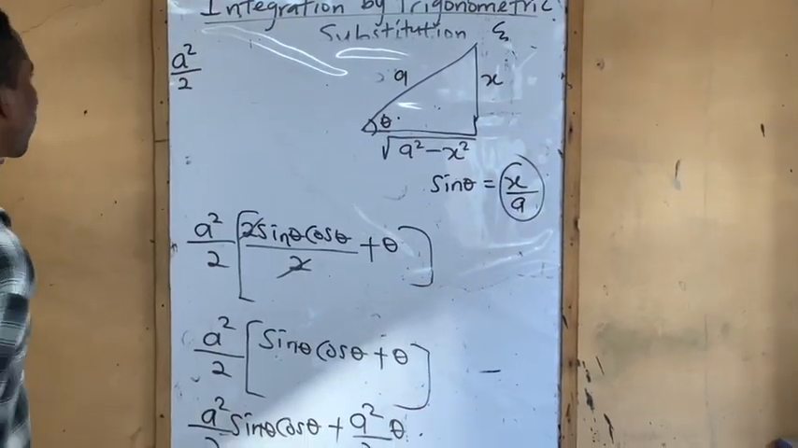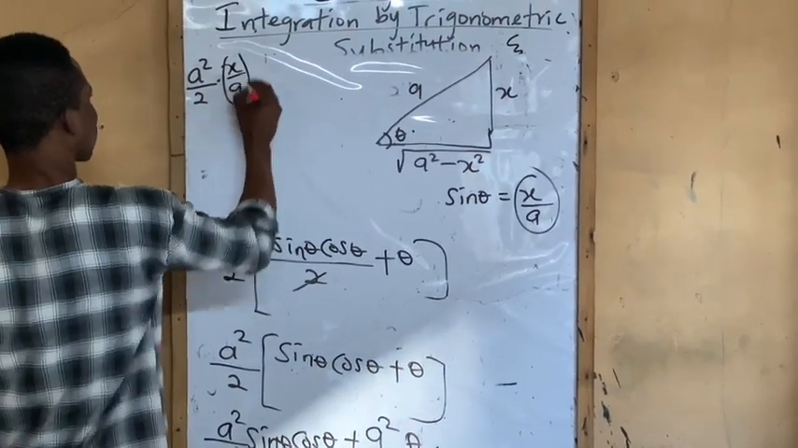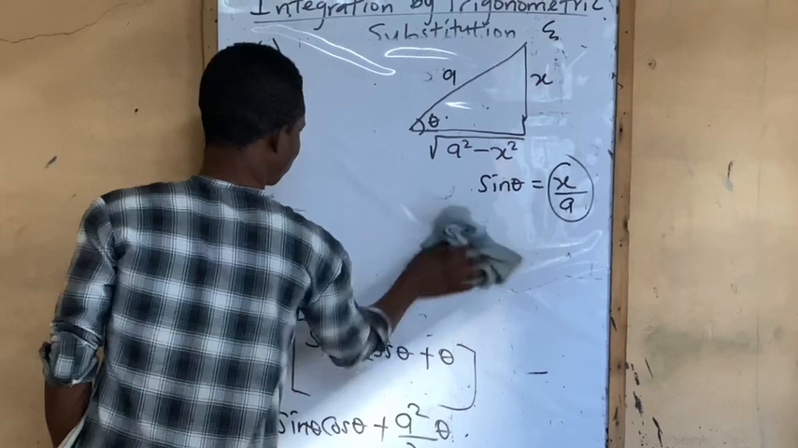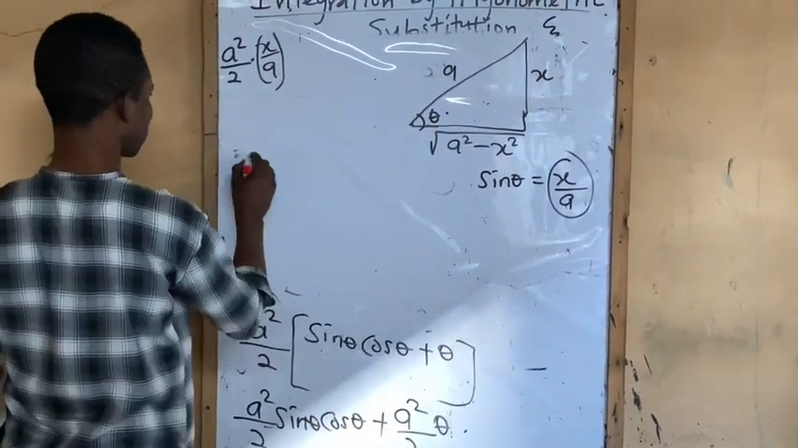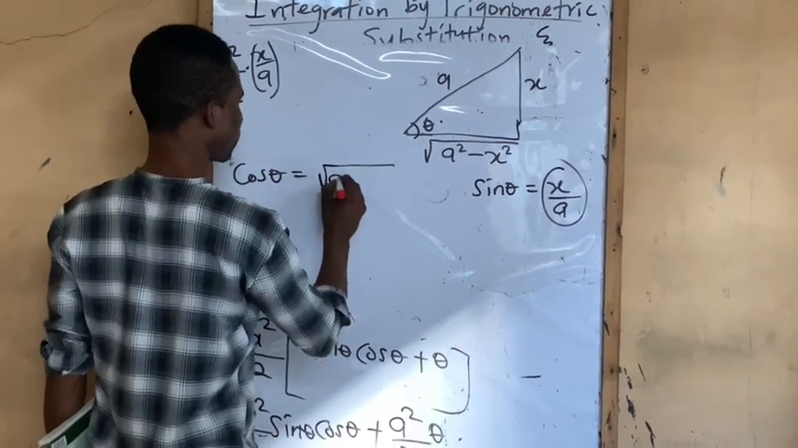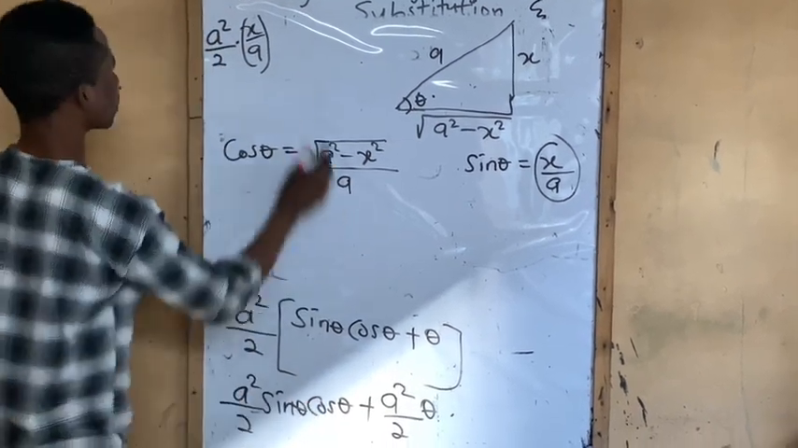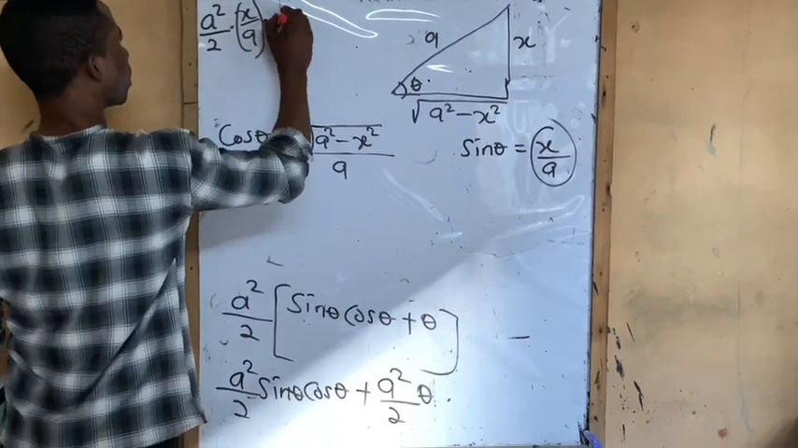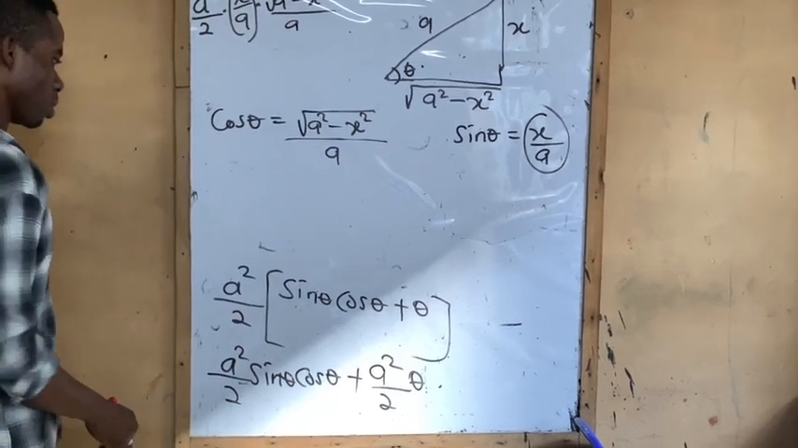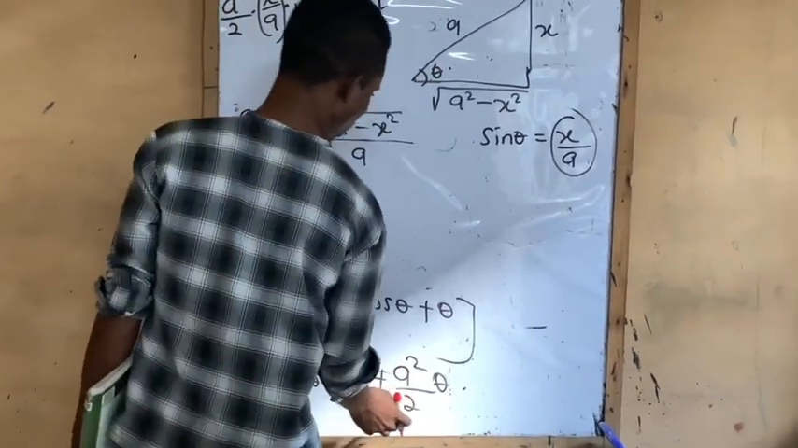Sine theta is x all over a. I will substitute it here for sine theta: x all over a. And what is cos theta? Cos theta from this triangle is adjacent over hypotenuse, which is the square root of a squared minus x squared all over a. So I will substitute it here, multiplied by the square root of a squared minus x squared, all over a, plus a squared all over 2.